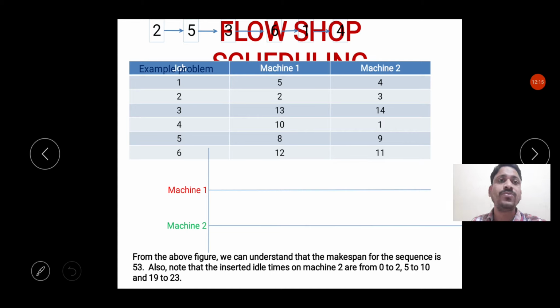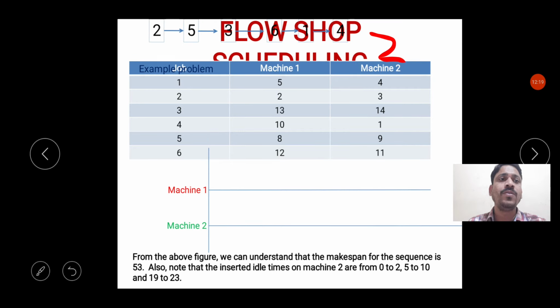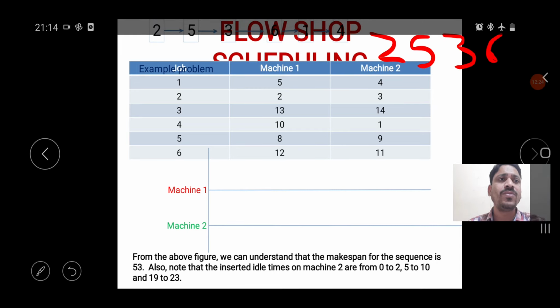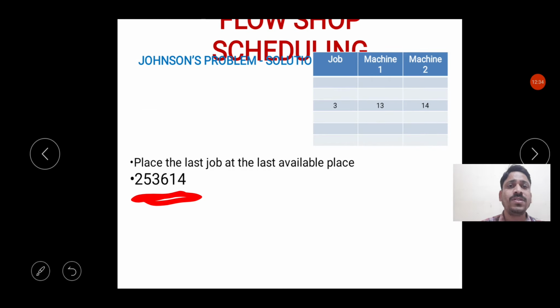See, the sequence, if you remember, is 2 5 3 6 1 4, right? 2 5 3 6 1 4 was the sequence that we found. See here the same thing, right? 2 5 3 and 6 1 4.